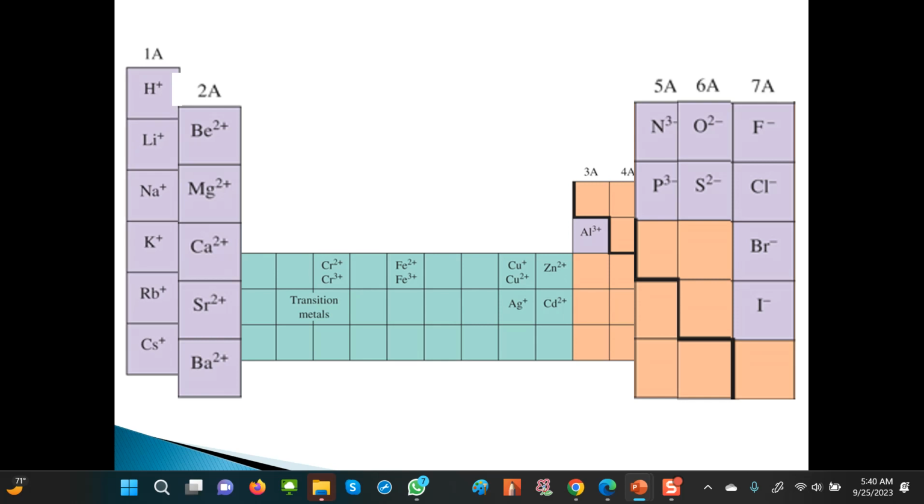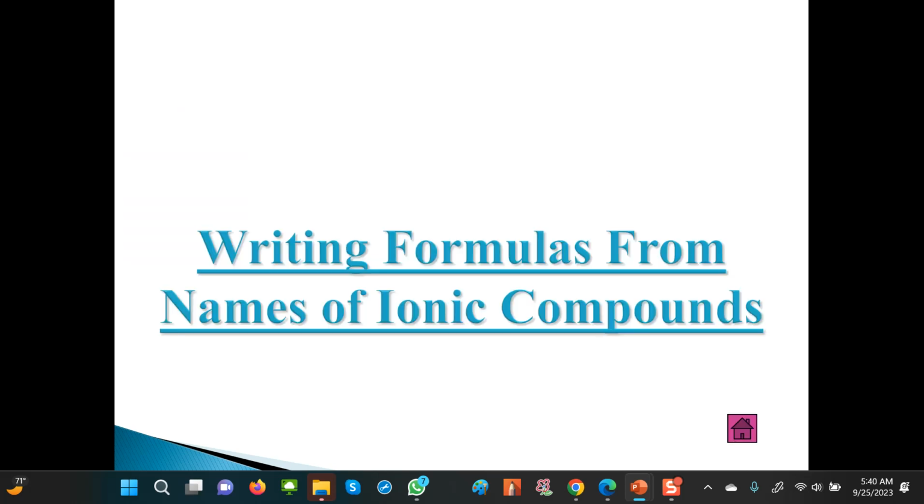Okay, so let me get to here. This is what I want to get to. How do we write the formulas based on the names of the ionic compounds and vice versa, all right?